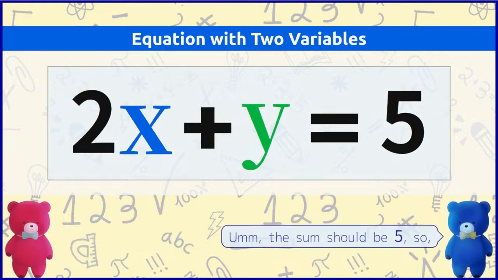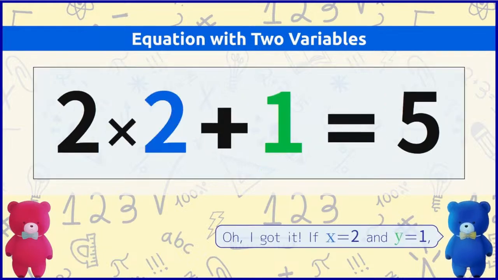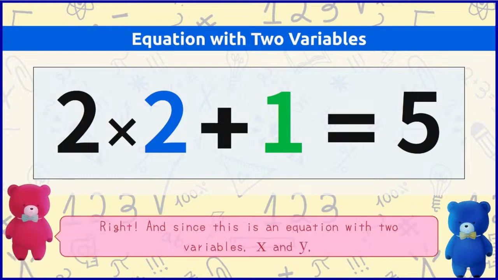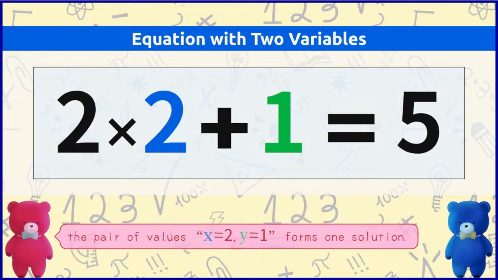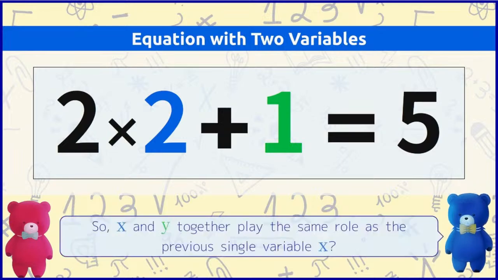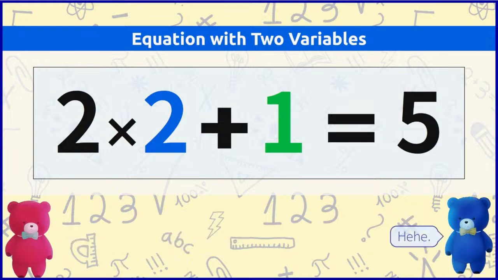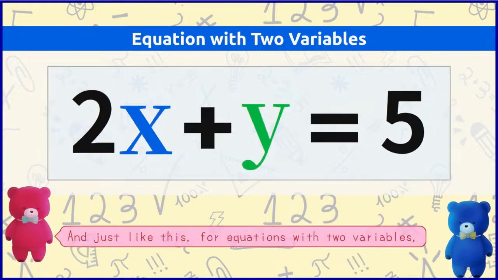The sum should be 5, so... Oh, I got it. If x equals 2 and y equals 1, the equation becomes 5 equals 5, so it holds. Right. And since this is an equation in x and y, the pair of values x equals 2, y equals 1 forms one solution. So x and y together play the same role as the previous single variable x. Exactly. Good explanation.